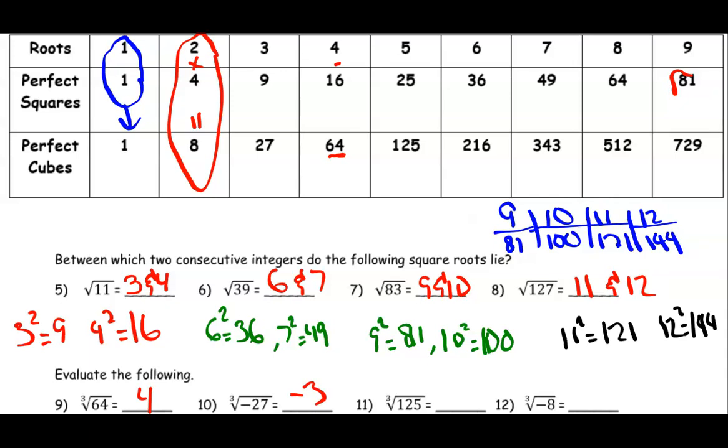The cube root of 125, as we can see in our chart, is a perfect cube, and its original root was the number 5. And lastly, the cube root of negative 8 will be negative 2, since the cube root of a positive 8 would be a positive 2.